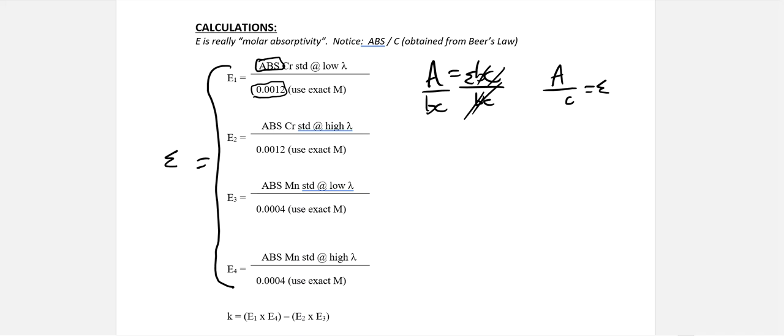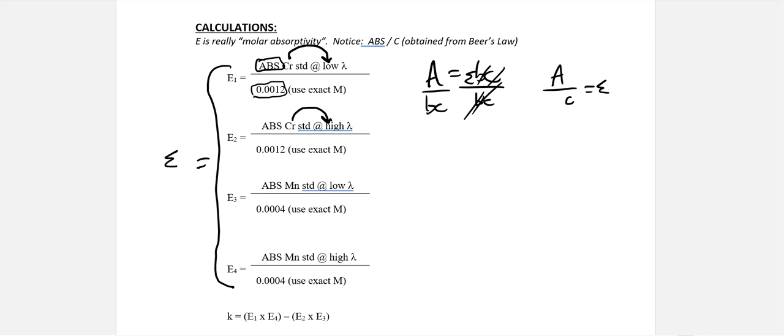And that's what we're doing in the first part of this lab. We're just calculating molar absorptivity. So with E sub 1, we are calculating the molar absorptivity of chromium at the low, what we classified as low wavelength, right? And then molar absorptivity 2, we are calculating the molar absorptivity of chromium at the higher wavelength that we selected. And then E3 and E4 are the same, except these are for manganese.